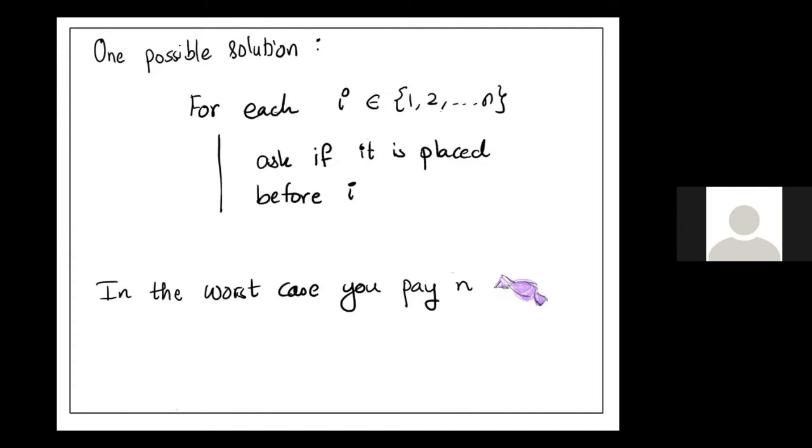So this protocol is the simplest one. Just go on asking one after the other. And of course, it will be in one of them, so you'll get it at some point. But in this process, you may end up paying n chocolates to your brother, which of course is not ideal.